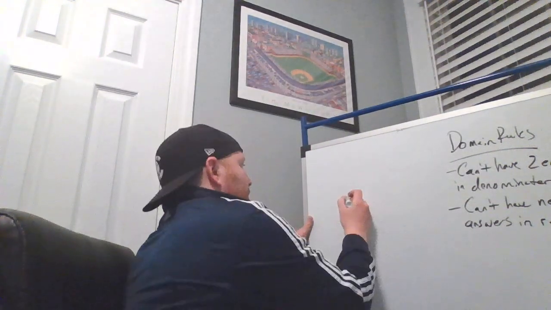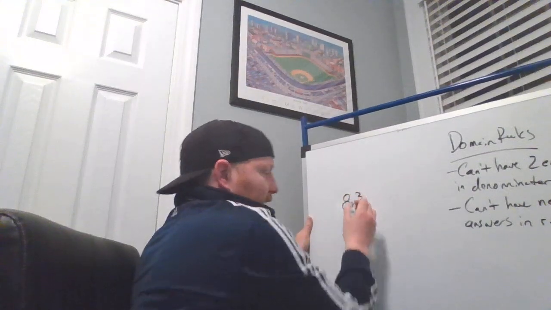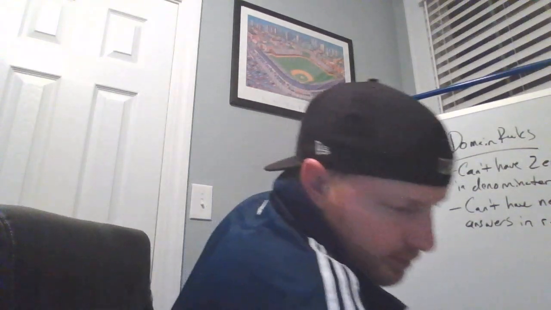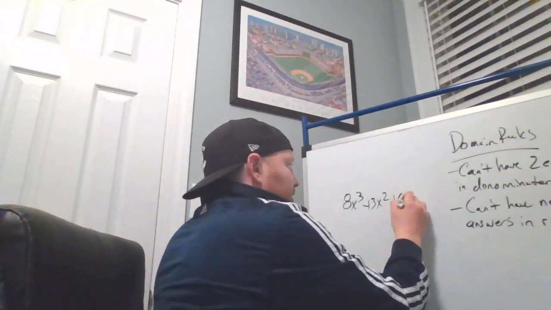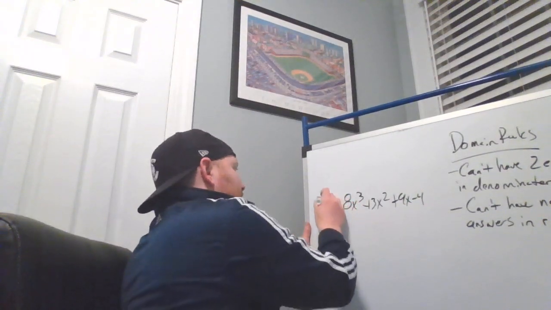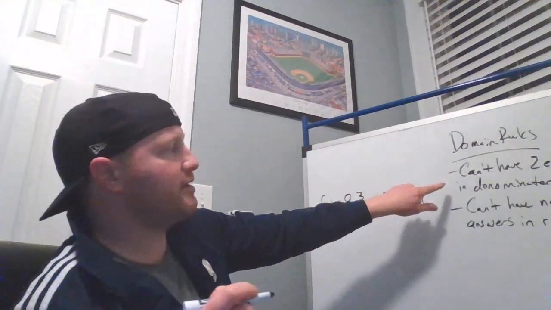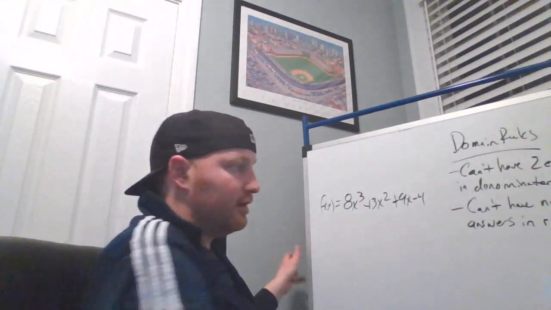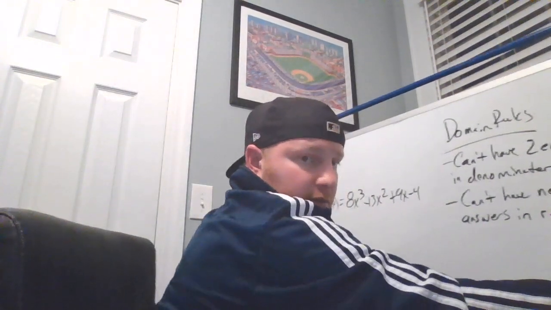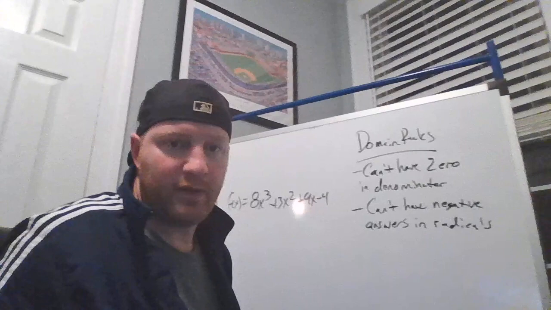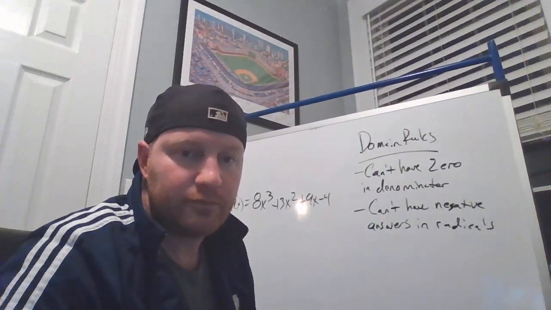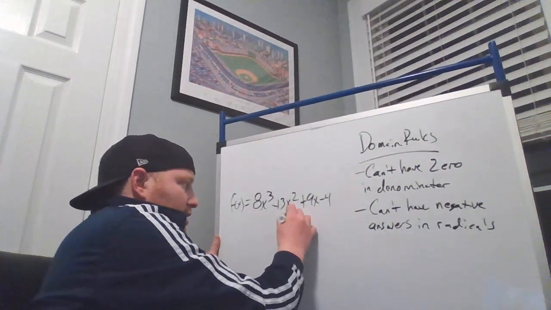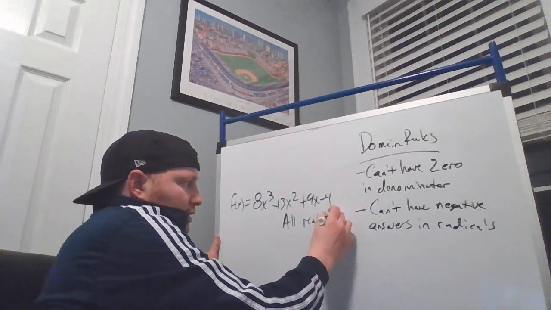So, number 23: 8x to the third power minus 13x squared plus 9x minus 4. Guess what? I have no rules to follow because I'm not inside a fraction and I'm not inside a radical. Therefore, I have no rules to follow based on this. So your answer is all real numbers.